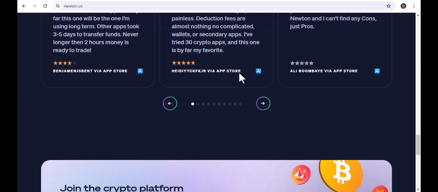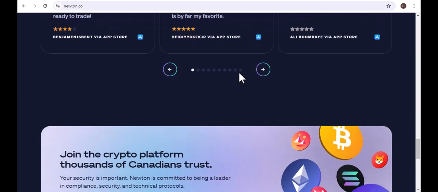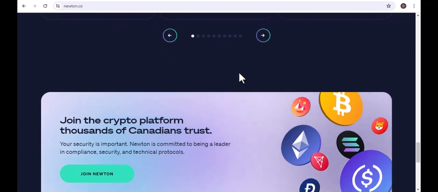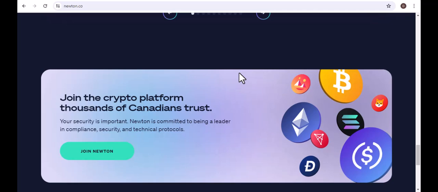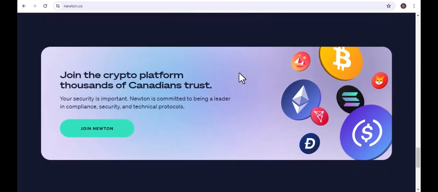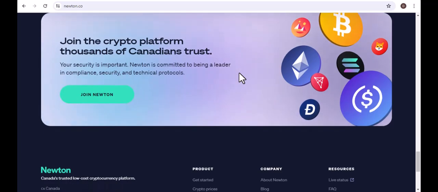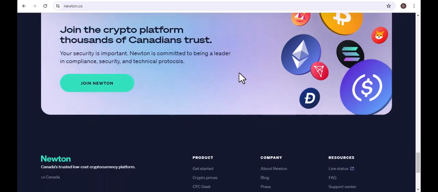3. Transaction verification. If you need to verify a specific transaction, use the transaction ID. This ID is unique to each transaction and can be used to trace it on the blockchain. 4. Security. By relying on your email and phone number, Newton is adding a layer of security.